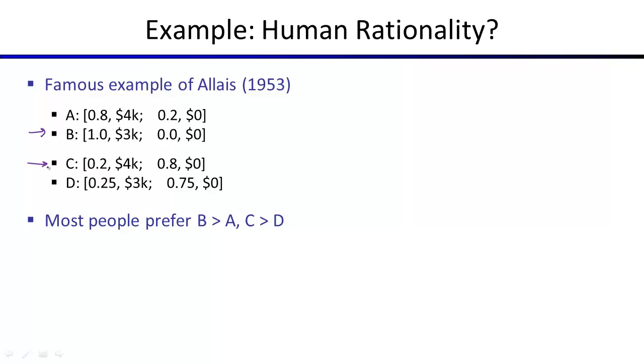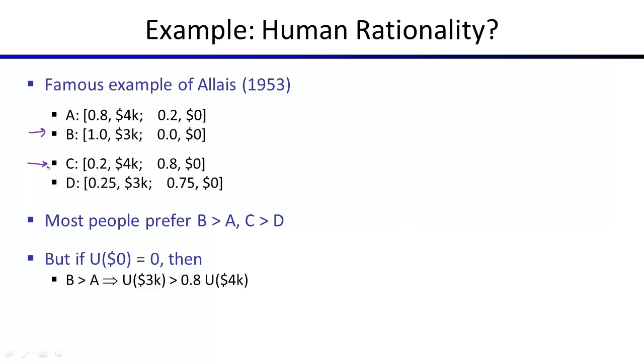Okay, here's the tricky thing, though. Let's say the utility of $0 is 0. That's fine, because we can always do positive linear transformations, so this doesn't change anything. What do we know? We know that if B is better than A, which you just told me it is, then the utility of $3,000 is bigger than 80% of the utility of $4,000. That's what the lottery says. And that's fine. There's nothing wrong with that. It just means you get diminishing returns. $4,000 isn't that much better, and so being guaranteed $3,000 is better. That's fine, except now look at C and D. If C is better than D, you actually get the opposite inequality if you work out the numbers.